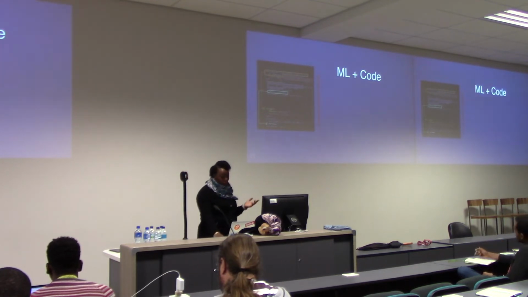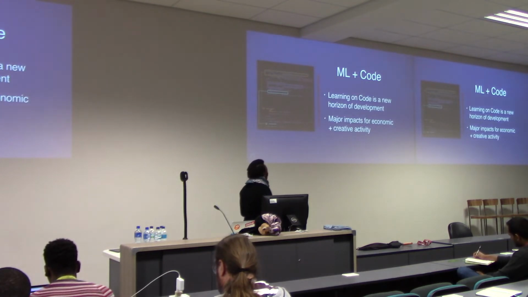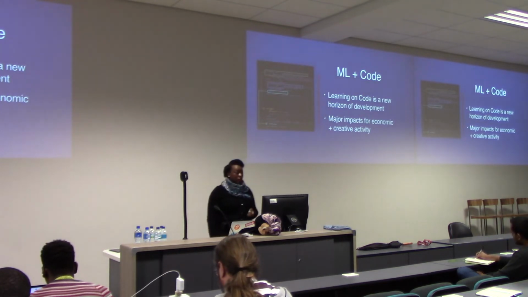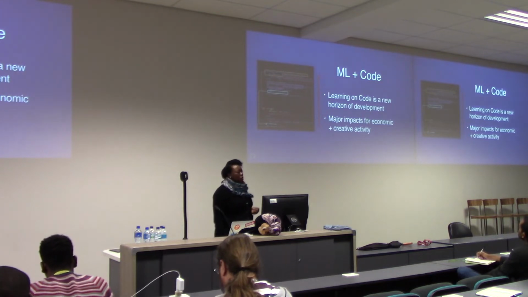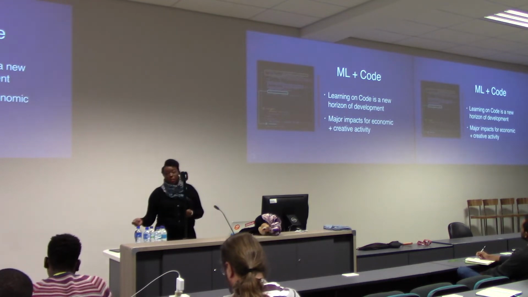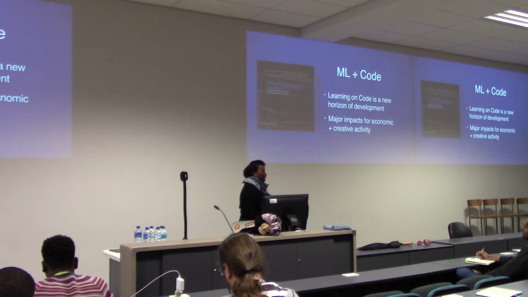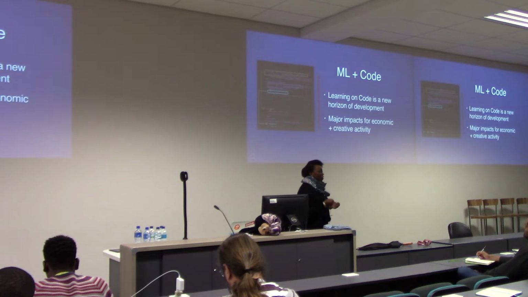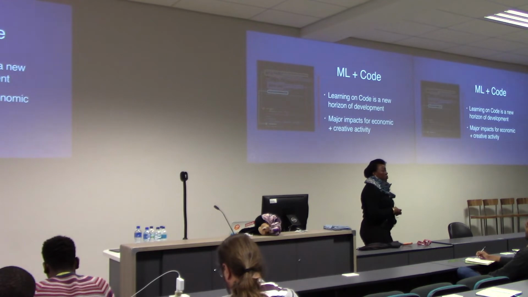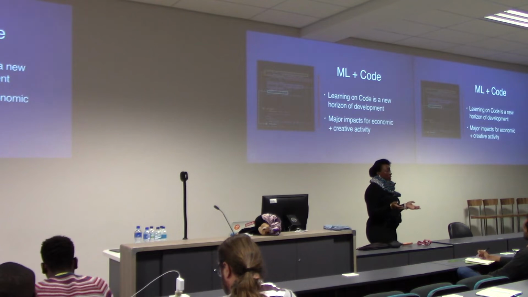We have lots and lots of code on our platform, and we do a lot of work now on machine learning on code. Learning on code is a new and very interesting horizon of development, and it has major economic and creative impact for all of our communities. We probably have the largest cache of information around people writing code. We can use it to help each other do better work, and it has a massive economic impact for everybody.